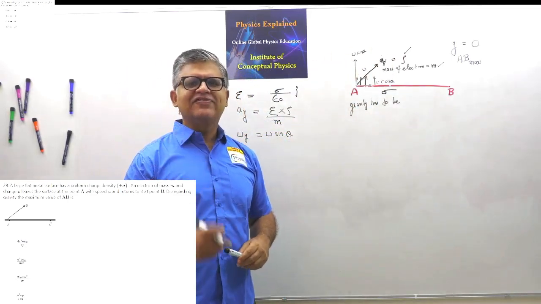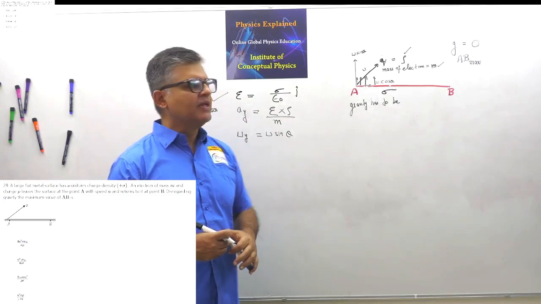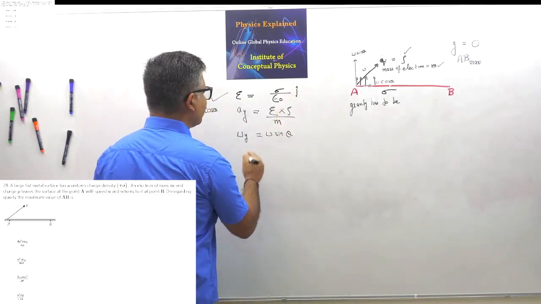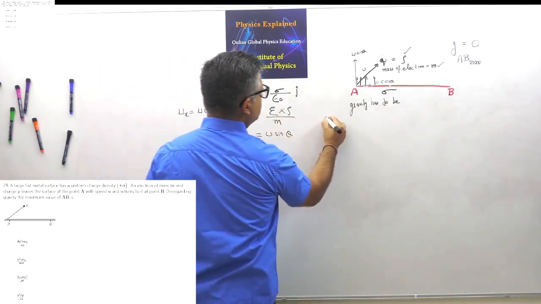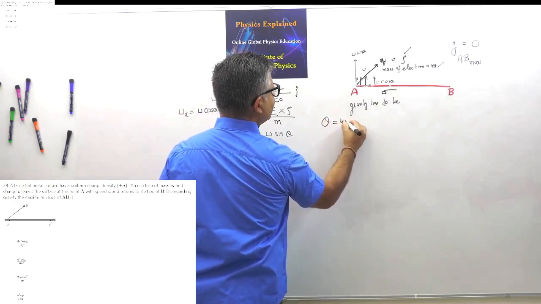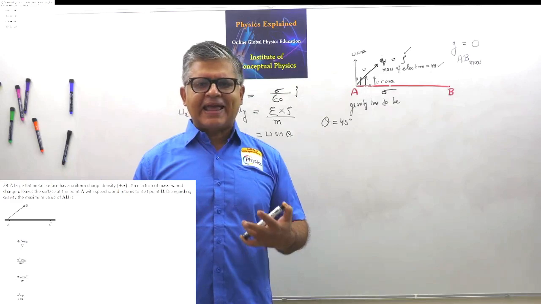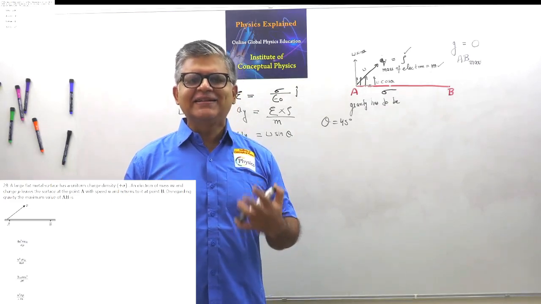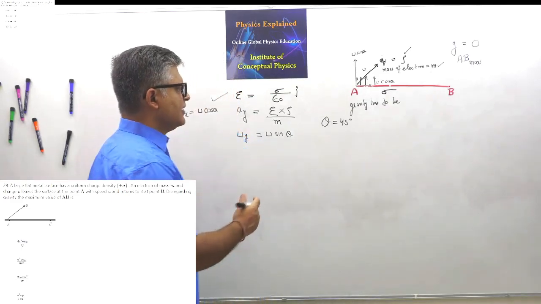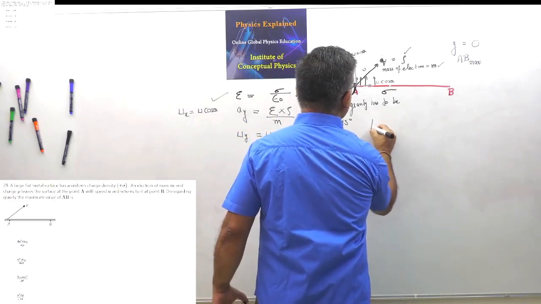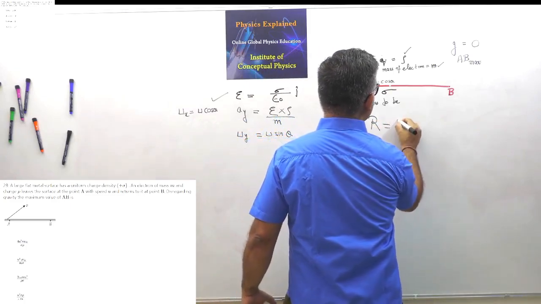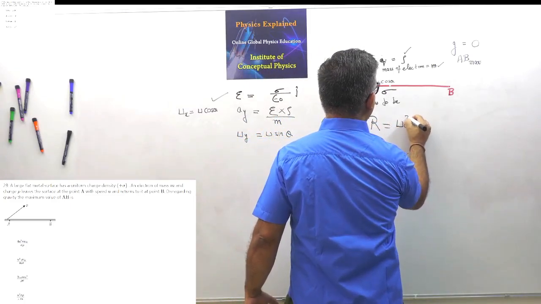Now, what is the significance of the word maximum? If you project the electron at theta equal to 45 degrees, what is the maximum range you get when theta is equal to 45 degrees? If I write the formula of the range, it is R is equal to U naught square.